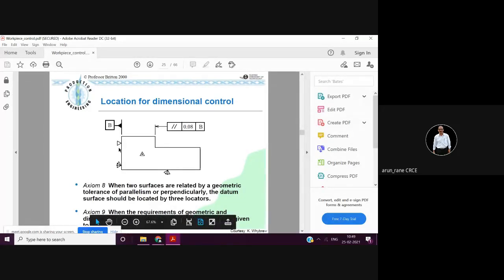Very simple it is. That is, this surface has to be parallel to this. That is B. So you have to give three locators so that it becomes very stable. That is the meaning. You can give two locators also, but two locators will be slightly unstable. So if you provide three locators, it becomes perfectly stable.